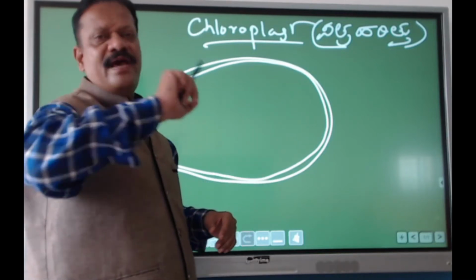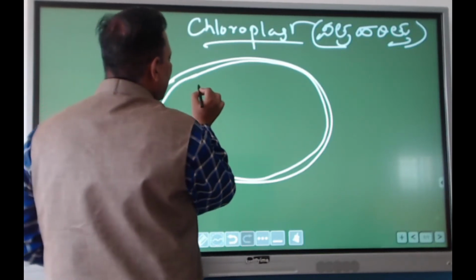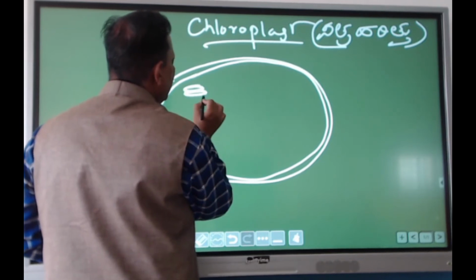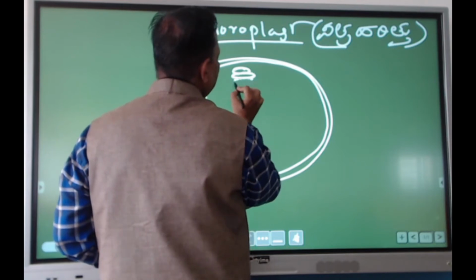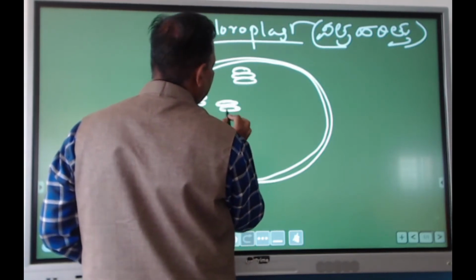So it is two membrane structure and inside it is containing many discal plate like structures which are placed one above another. Just see in this way.